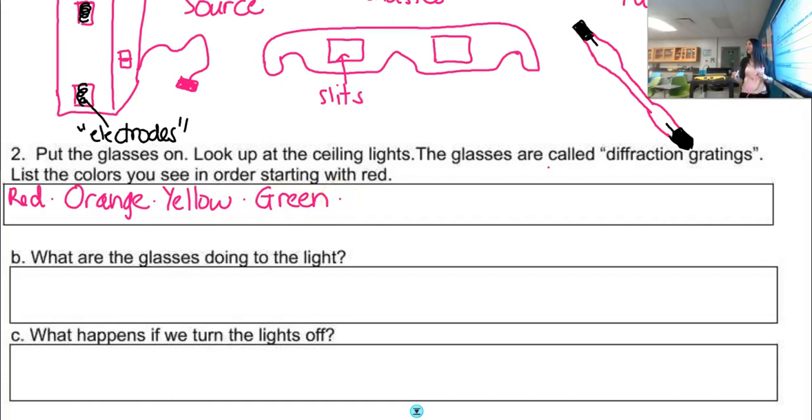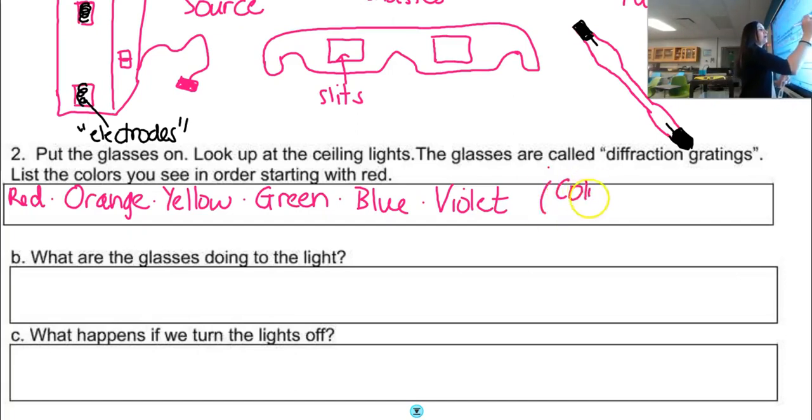What are you noticing? It's in the order of what? Yes, it's in the order of the rainbow. Yellow, green, blue, and then violet. They don't call it purple; they usually will call it violet. Okay? And indigo was gone. So these are the colors of the rainbow. And if you remember the Roy G. Biv.